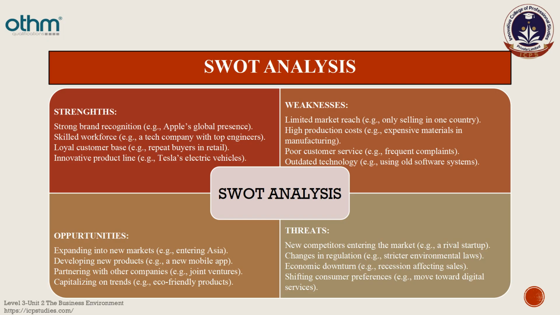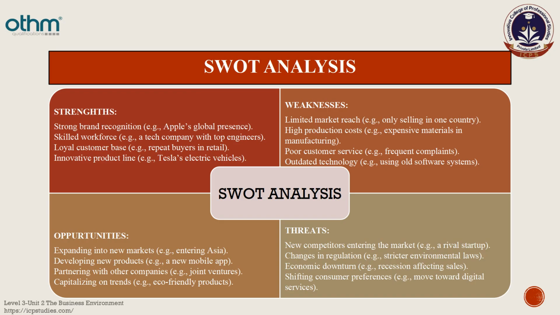The last weakness that we are going to discuss is outdated technology. When the company is using a very old software system or very old technology, then it can definitely be a weakness for the company. Now let's talk about the opportunities. The first opportunity is expanding into new markets. For example, every company has this opportunity to enter into a new market to expand its business operations. The second opportunity for companies is to develop a new product line. For example, a company can develop a new mobile application.